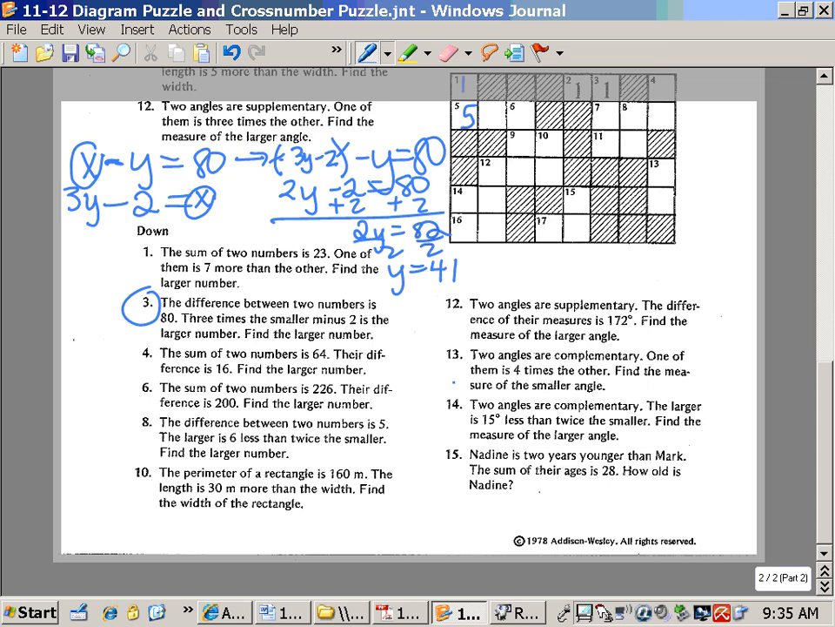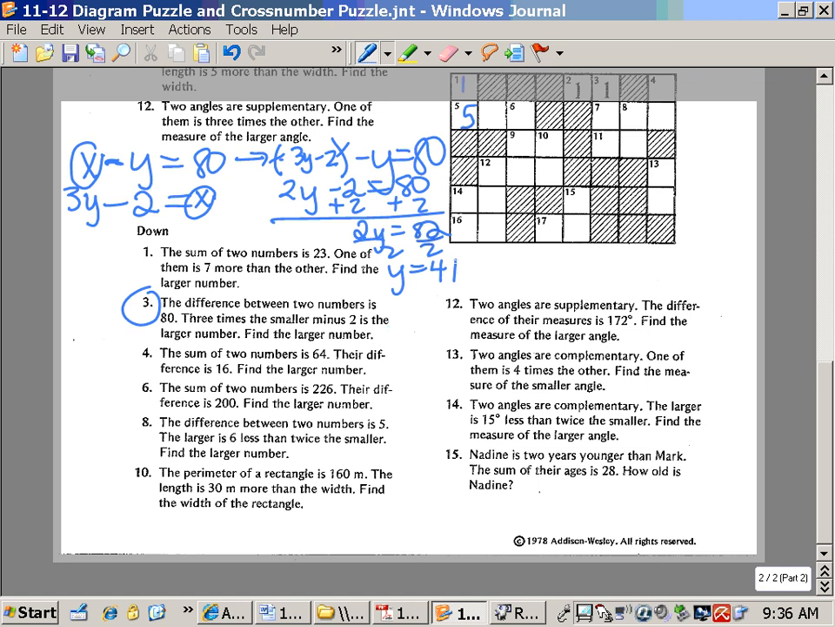Okay, now find the larger number. Which one's going to be larger between 41 and 80, the sum of two things that add up to 80? What? How did I get 41? 2 goes into 82. Oh, it's the difference between the two.